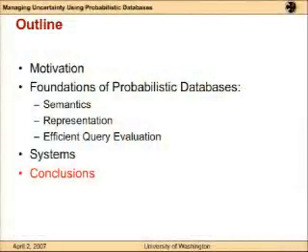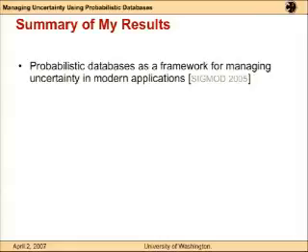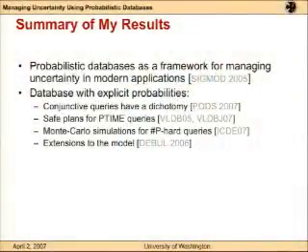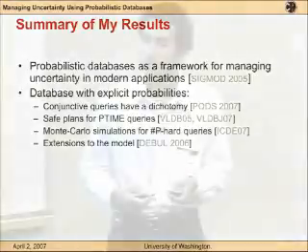Okay, let me give you a conclusion. So let me give you a summary of my results. I defined a probabilistic database as a framework to manage uncertainty in different applications. And I looked at a representation of database with explicit probabilities. And here the main result was a dichotomy theorem which said every query has a complexity which is either p-time or #P-complete. For the p-time queries, I gave a safe plan algorithm to evaluate them. And for the #P queries, I gave a Monte Carlo simulation to evaluate them approximately.